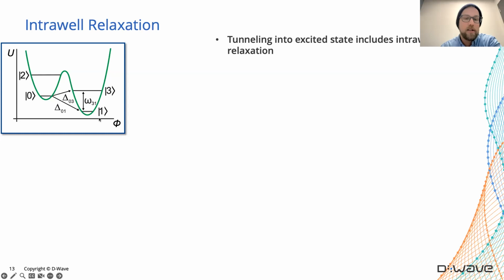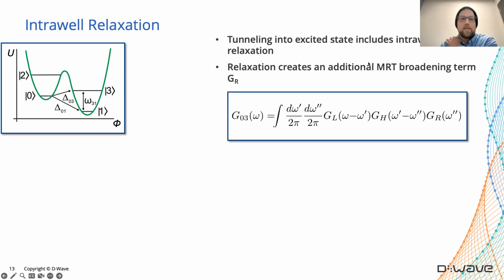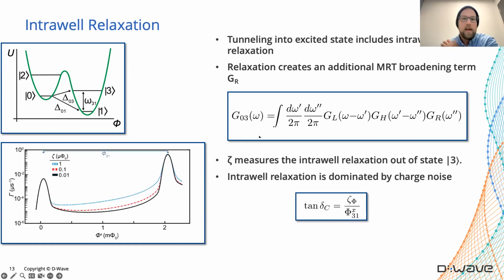And since there's an uncertainty of either being in the excited state or the ground state, this will also have an additional broadening. And so we parameterize this by another envelope function, and we can just use this convolution technique to include it in our calculated measurement rates. And this parameter zeta is parameterizing the broadening coming from this intrawell relaxation.